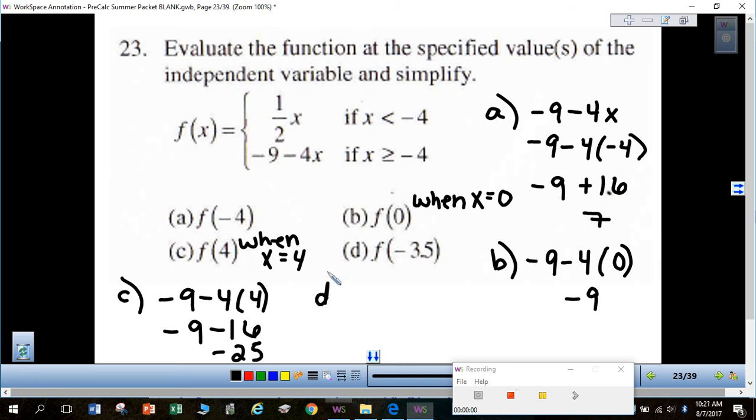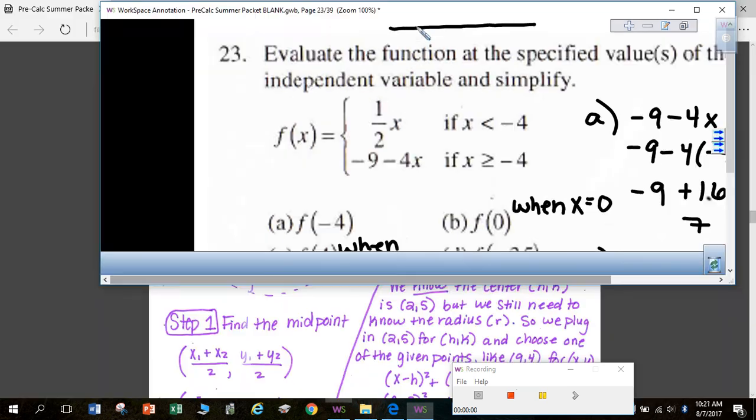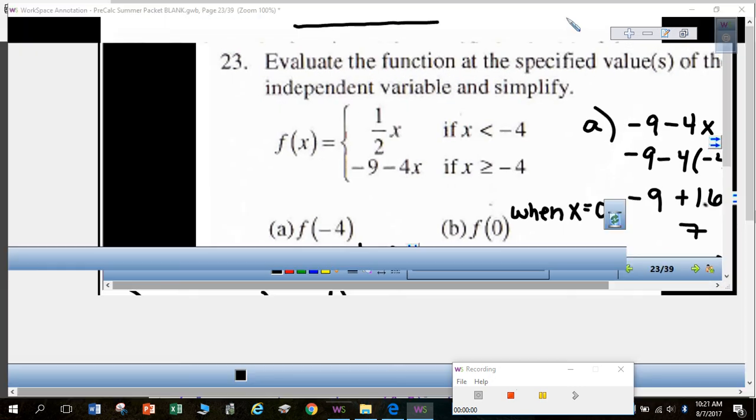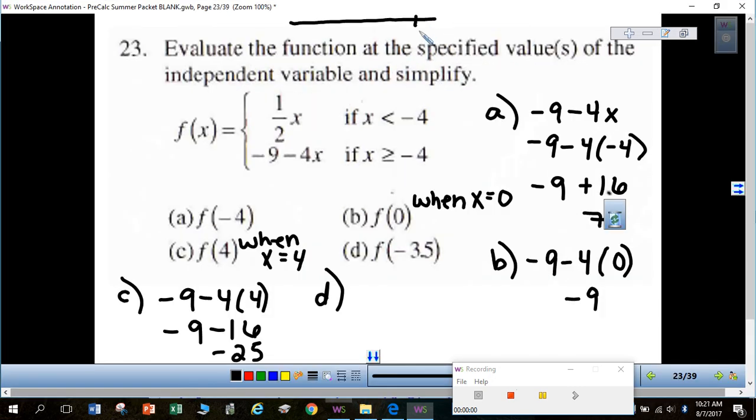Okay, now finally for part D, we're evaluating our function when x equals -3.5. If you think about where that is on the number line, if this is 0 and if this is -4, -3.5 is going to be right here.